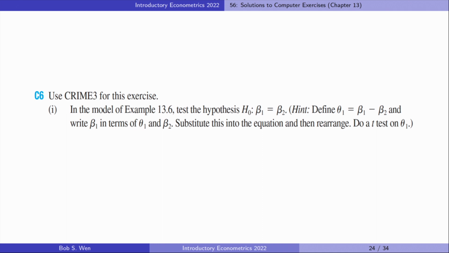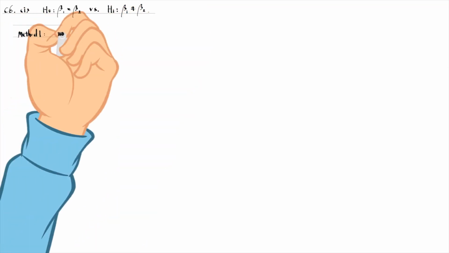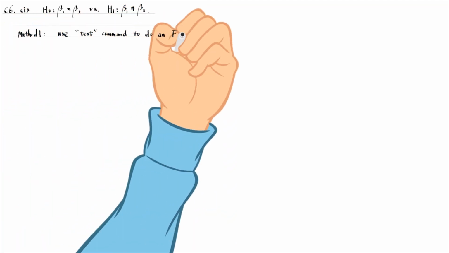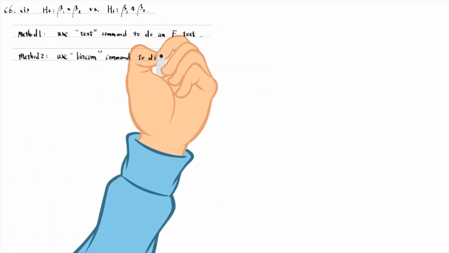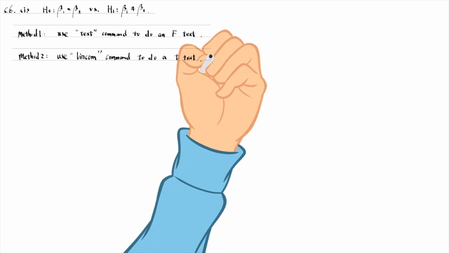Let's do computer exercise 6. In part 1, we test the hypothesis beta 1 equals beta 2 for the model of example 13.6. We have three ways to do that. The first method is to use the test command in Stata to do an F test. The second method is to use the lincom command, meaning linear combination, to do a t-test.